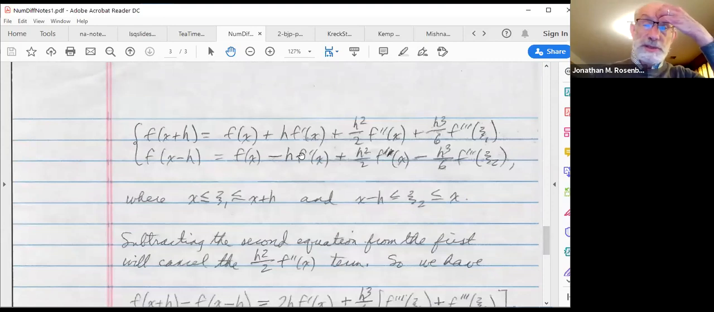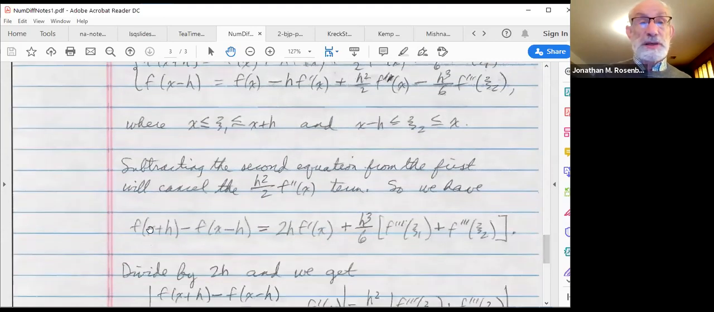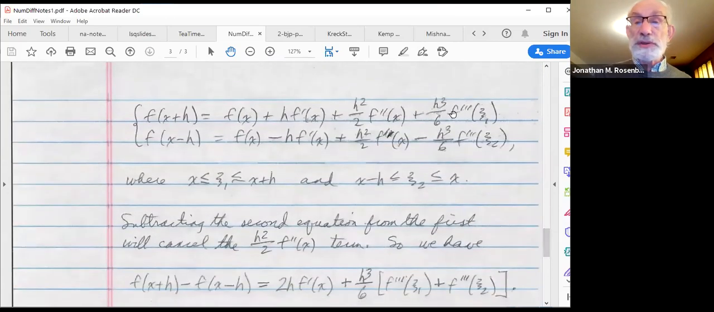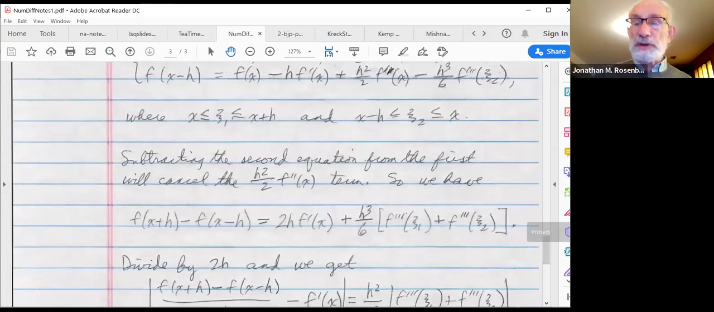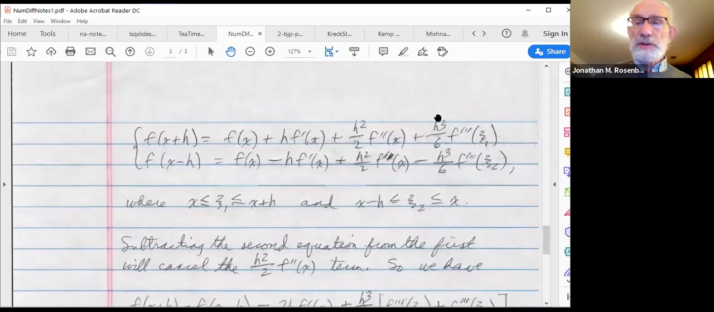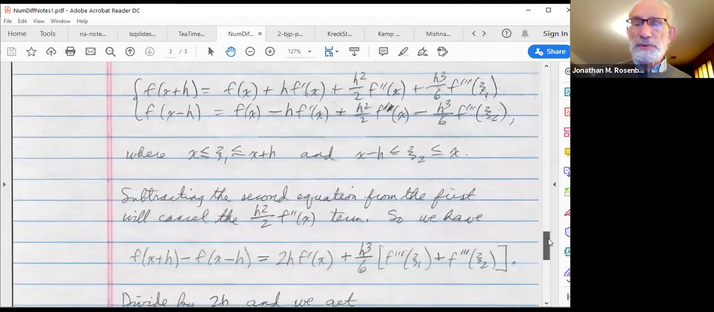But if you take this second formula and you subtract it from the first formula, then what you get is f of x plus h minus f of x minus h is equal to, now all the even powers of h cancel out. So these two terms cancel out, these two terms cancel out, and over here this just picks up a 2. So you have 2h f prime of x plus h cubed over 6 times the sum of f triple prime at c1 plus f triple prime at c2.